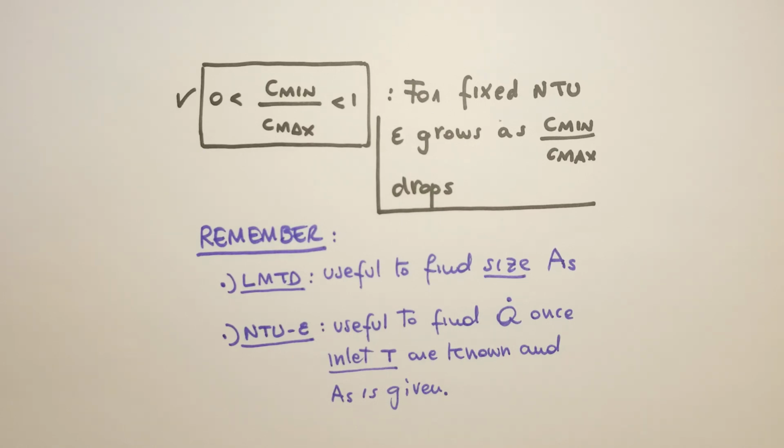So in summary, if we want to design a heat exchanger, it depends on what we want to achieve. If we want to find the size of our heat exchanger, then we use the log mean temperature difference method. In these cases, all four temperatures must be known. So we must know the inlet temperatures and the outlet temperatures. Instead, if we only know the inlet temperatures and we want to find the actual heat transfer exchange between the two fluids, then we use the NTU effectiveness method. And in this case, the A_s must be known.